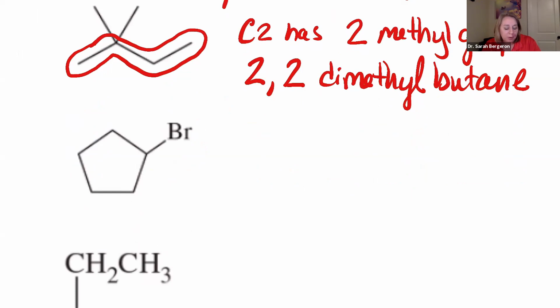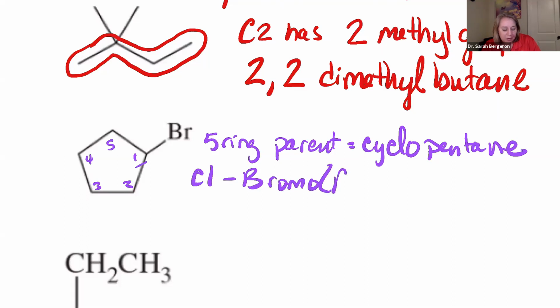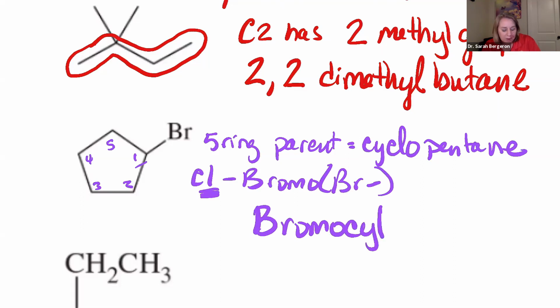Okay. Next we have a ring. And remember, when we're numbering our ring, we're going to at least give our constituent the first number. So 1, 2, 3, 4, 5. So we have a 5-ring parent. That 5-ring parent, we're going to call cyclopentane. Then carbon 1 has a bromo group. Bromo is just a bromine, right? But when we write it, we're not going to write the 1. So all we have to do to name it is say bromocyclopentane.